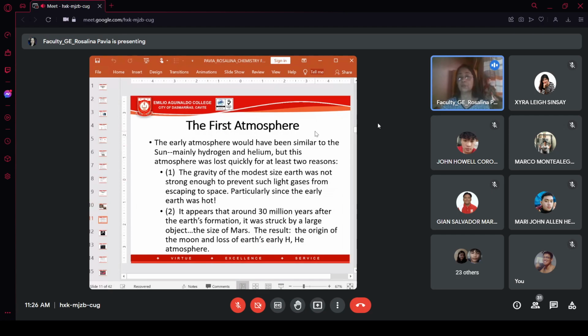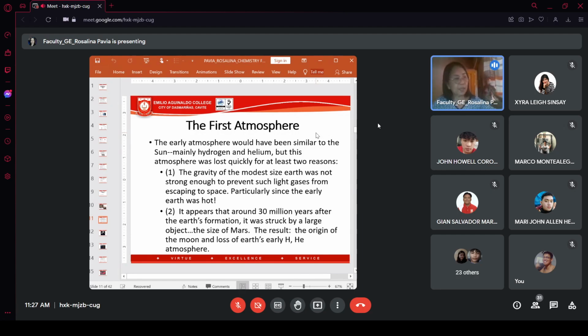Now, there came now the first atmosphere. Now, the early atmosphere before would have been similar to the sun. It consists mainly of helium and hydrogen. But this atmosphere was lost quickly for at least 2 reasons. Nawala rin yung first atmosphere na yon. Why? The gravity of the modest Earth was not strong enough to prevent such light gases from escaping to space, particularly since the early Earth was hot. Mainit pa noon ang Earth.